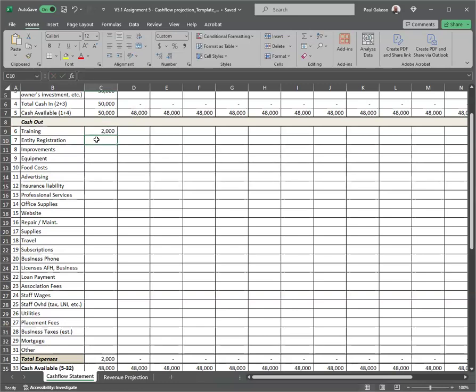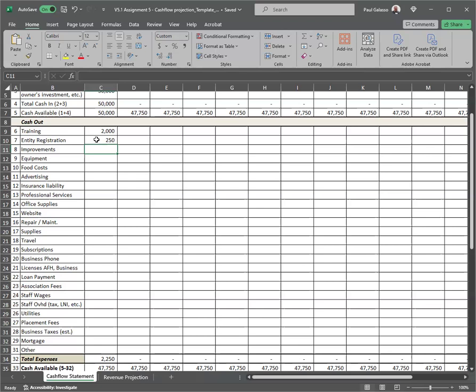All right. The next startup cost that you're going to run across is the entity registration, which is for creating either a corporation or an LLC, and that adds additional protection to you and your business for asset protection, right? So you would go up and get entity registration, and that on the Secretary of State website is, I think, $220, $250. So I'm going to just put $250 down for entity registration.